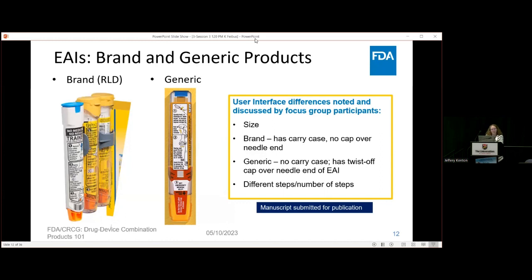As the participants sat down to explore their epinephrine autoinjector, some of the things that they noticed that were different were the size of the autoinjector and how it felt in their hand. They noticed that the EpiPen has a carry case that you tip the autoinjector out of before you use it, and has no cap over the needle end, whereas the generic has no carry case, but has a twist-off cap over the end of the device.